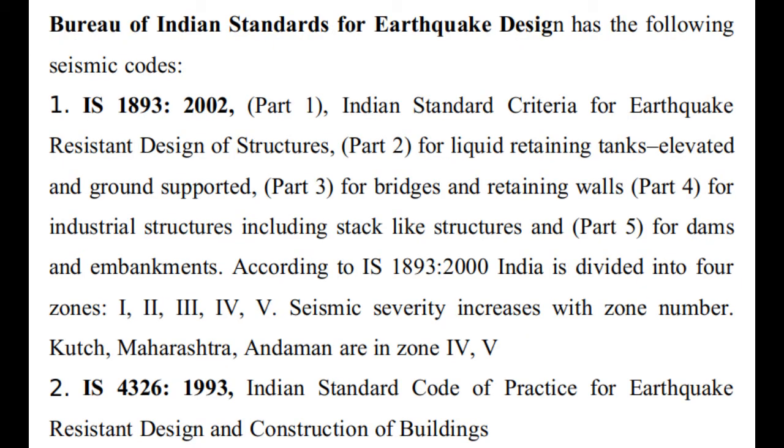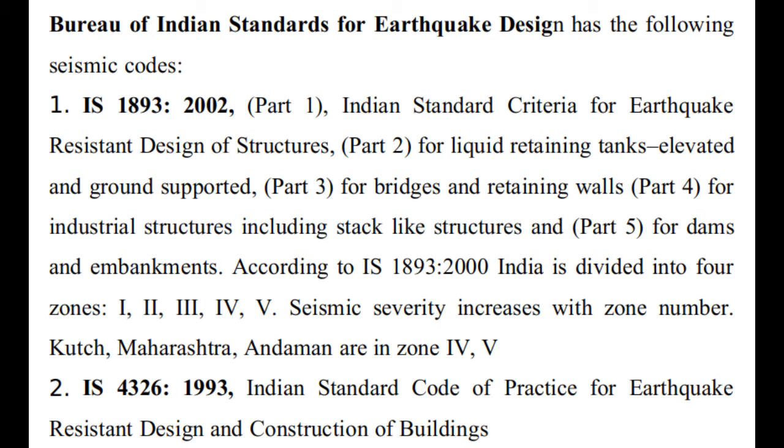Let us now see what IS codes are there for the earthquake resistant structure design. So the IS codes for earthquake design are as follows. First, the most important one is IS 1893-2002. Now this has 5 parts. What is in Part 1? Part 1 is the IS criteria for earthquake resistant design of structures. Part 2 is for liquid retaining tanks, elevated and ground supported. Part 3 specifies bridges and retaining walls. Part 4 is for industrial structures including stack-like structures. Part 5 is for dams and embankments.